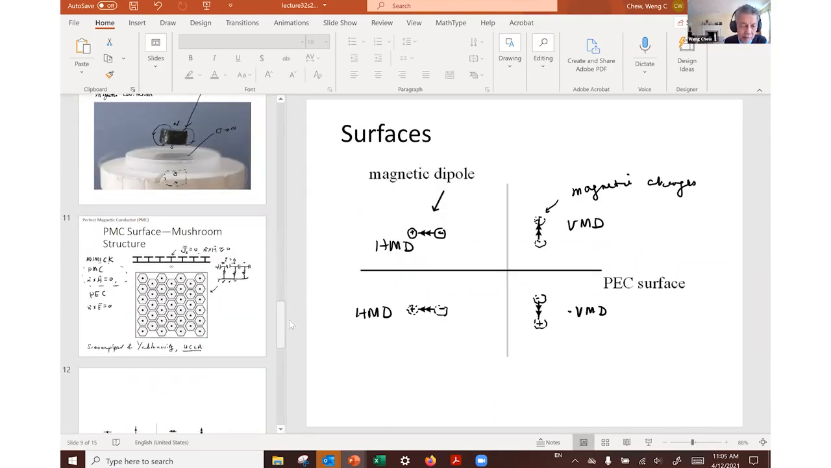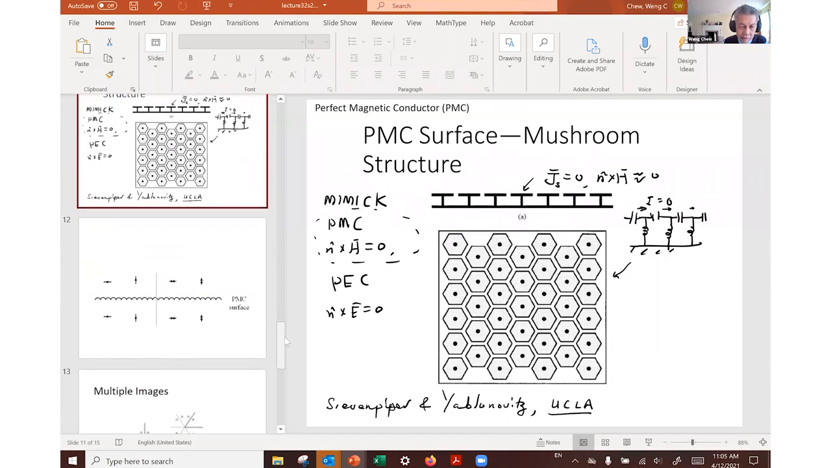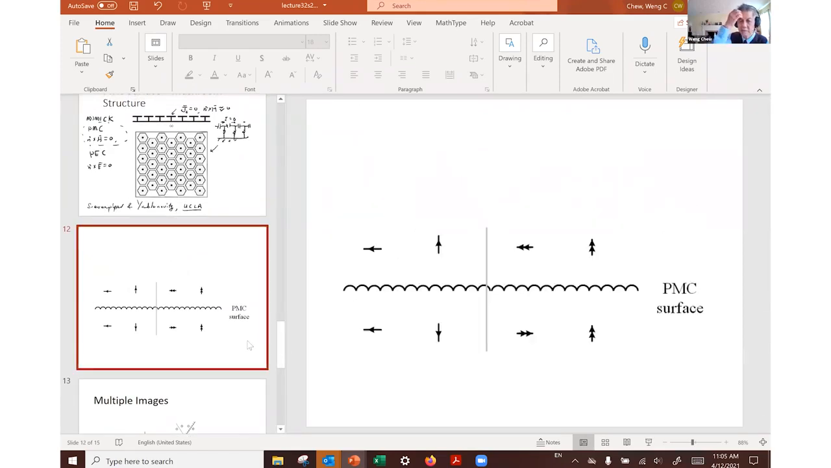And then we talked about the construction of a PMC surface using engineering. And this is roughly the case of a PMC surface. Then let's assume that a PMC surface exists. Of course, it does not exist in practice. It can only be engineered approximately. Then if you summarize the image theory for a PMC by the duality principle, if you have a horizontal magnetic dipole, then it actually should be the negative of a horizontal magnetic dipole.